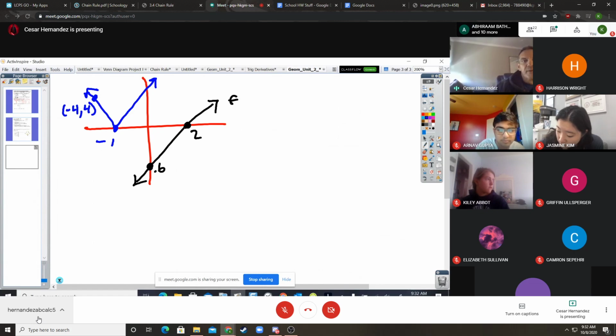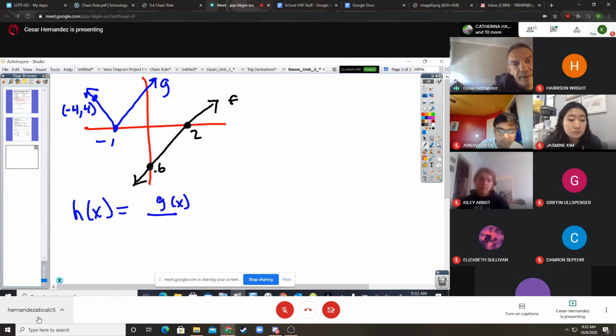Okay, so I've given you two curves. One is F and one is G. So let H be defined by G divided by F. I want you to find H prime of -4. Okay, so H prime of -4.